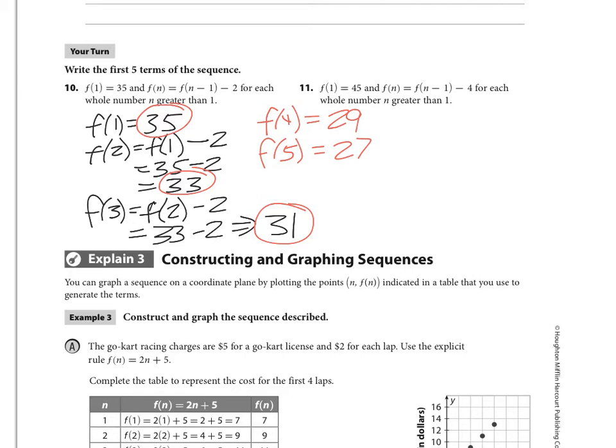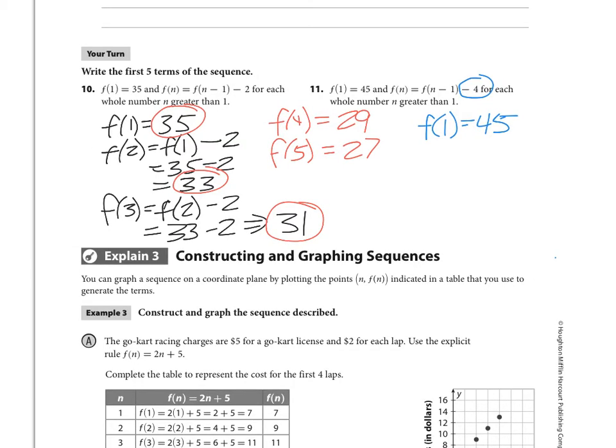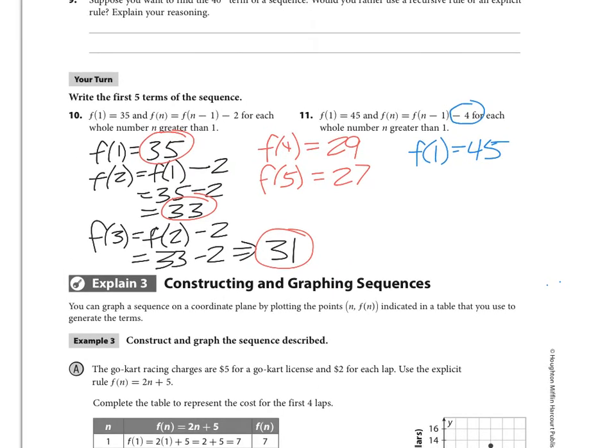Okay, let's do problem number 11. So I'll do this one in blue. So f of 1 is 45. Look right here. What am I doing every time? I'm subtracting 4 from it. So f of 2 would be 45 minus 4, which is 41.